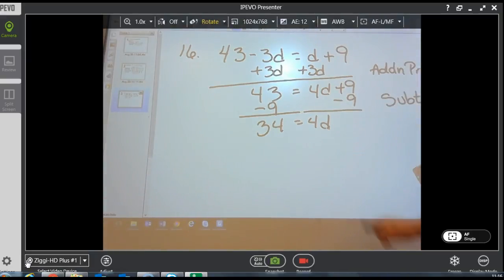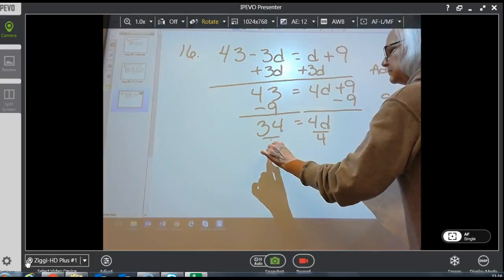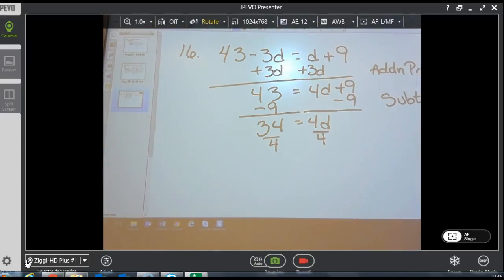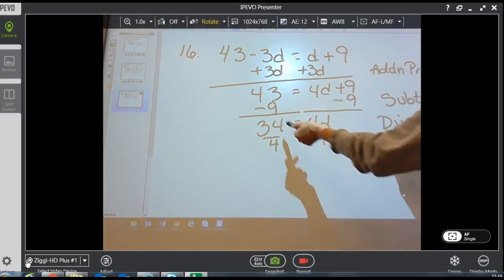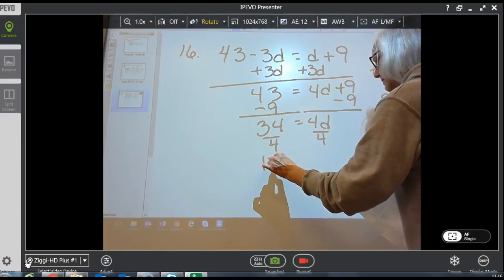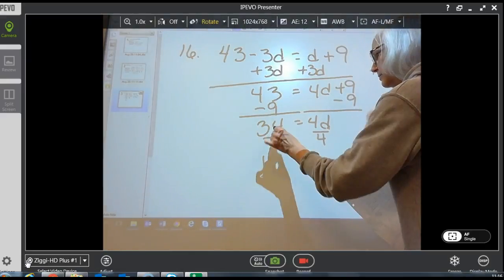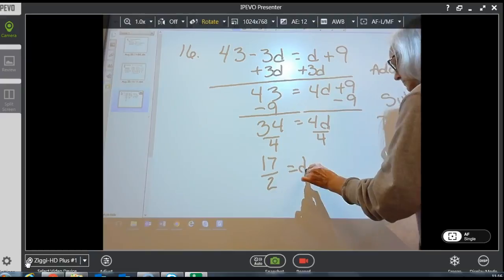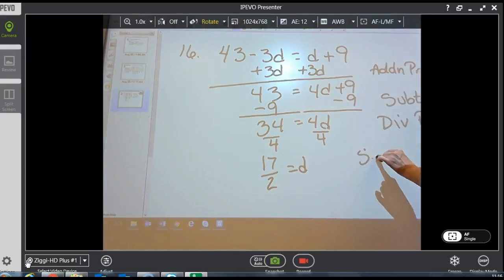Okay, so now I want d by itself, so I divide by 4. 4 is not going to go into 32 evenly, so I would just leave it as the fraction, but simplify the fraction. 17 halves, because both of them are multiples of 2. And I would just say simplify. Okay, so that problem is done.